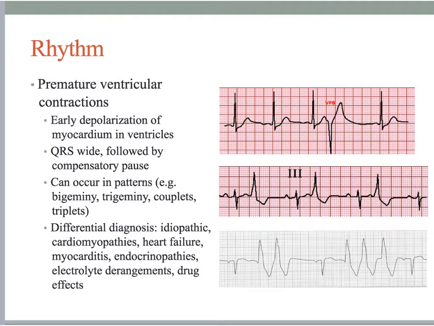The differential diagnosis of PVCs is broad. They can be idiopathic, but they can also be caused by abnormalities such as cardiomyopathies, heart failure, myocarditis, endocrinopathies, electrolyte derangements, and drug effects.